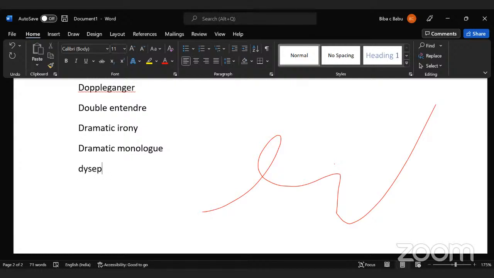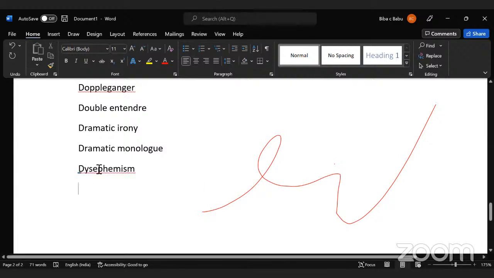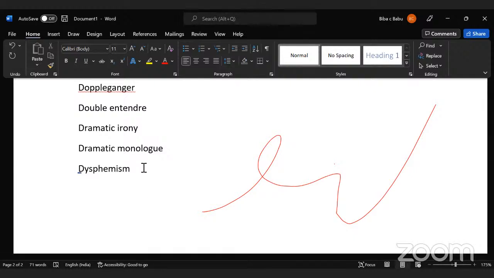Next is dysphemism. Dysphemism is a negative expression used to humiliate someone. When you want to humiliate someone, when you want to disapprove of someone, you say something. That negative expression is called a dysphemism.